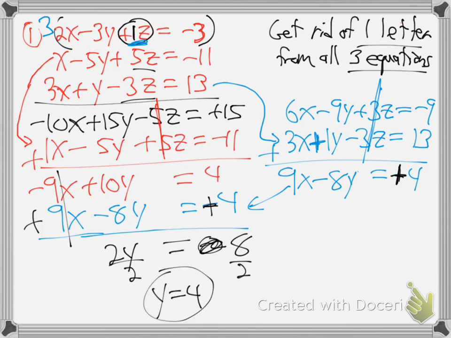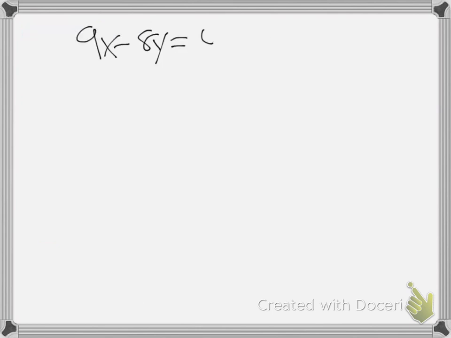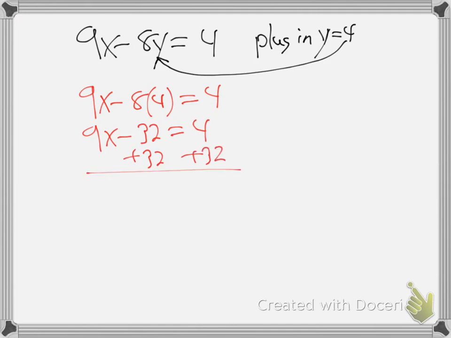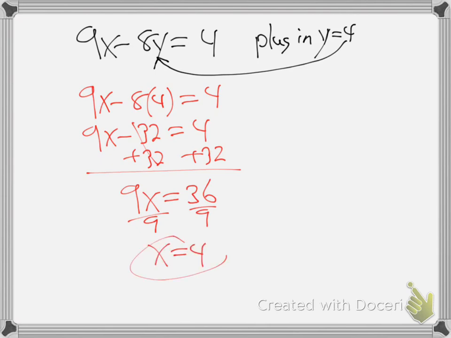So y is 4. So we got an answer for y. Now, how do we go back and get the other answers? Well, we plug in. I'm going to need to plug that y back into one of these. Like, how about into this one that has just 2 letters? So I'll take 9x minus 8y is 4. I'm going to plug in y is 4. So what do I get then? 9x minus 8 times 4 is 4. 9x minus 32 is 4. Add the 32. 9x is 36 over 9. X is 4. So we got an answer for x, got an answer for y.